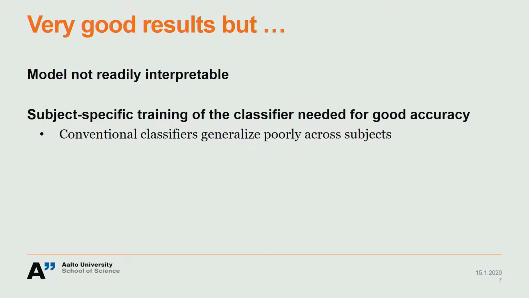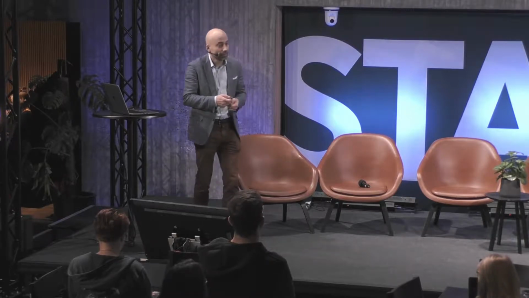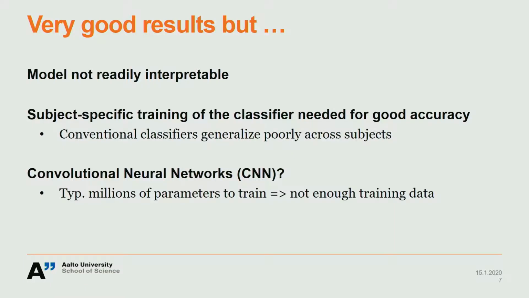So that's one problem. The other problem is that if you train a model with data from one person and you apply it to the data of another person, it usually doesn't perform too well. You might have above chance level decoding, but it's not very high. And that seems to be the case with most of the conventional classifiers. So then we turned to convolutional neural networks to check if they could do any better than these conventional machine learning approaches.